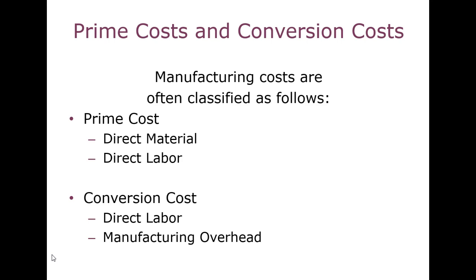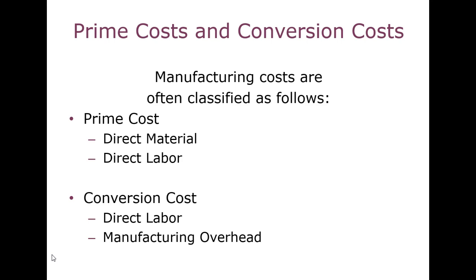More definitions. First of all, prime cost. Prime costs, just by definition, are direct materials and direct labor. That's it. It's just a very simple definition. Conversion cost, the definition for this, direct labor and manufacturing overhead. So again, a very simple definition. Look though, direct labor is included in both of those definitions.